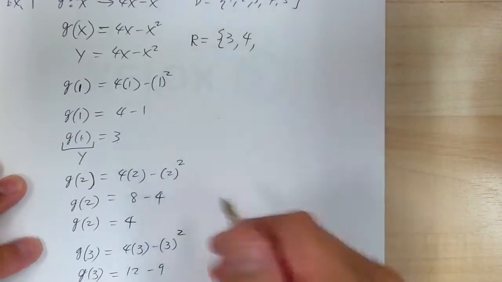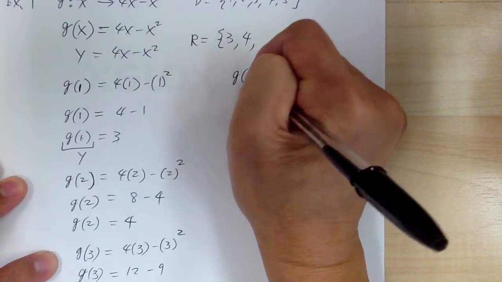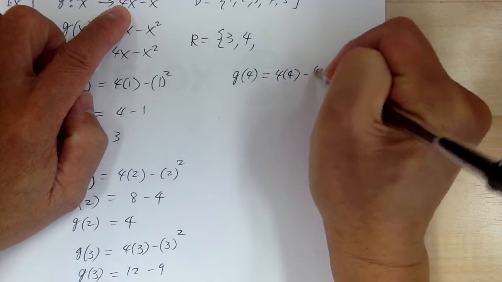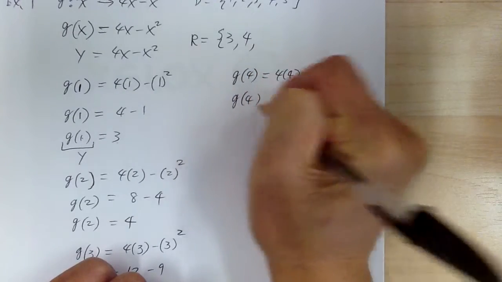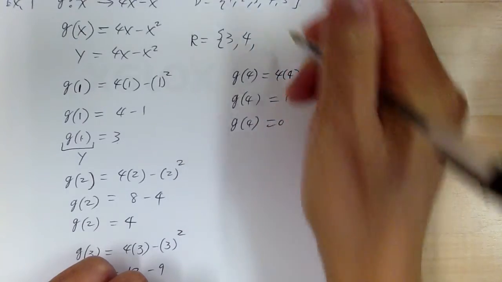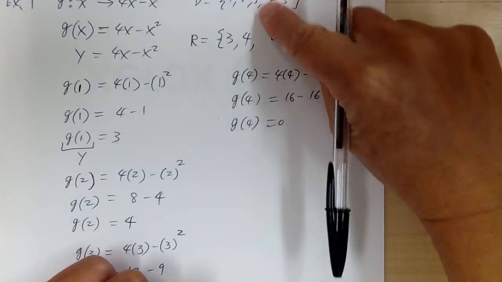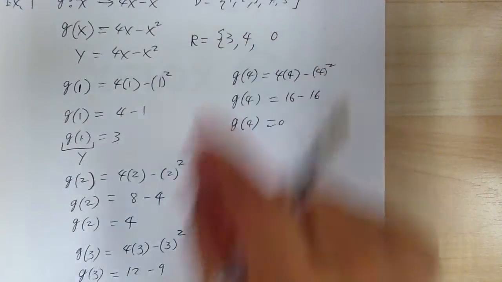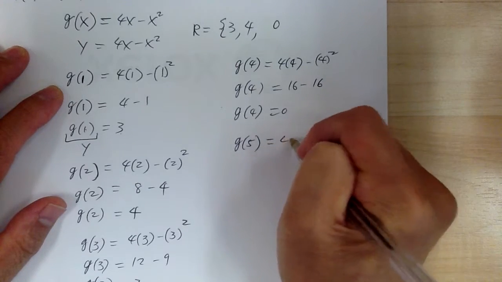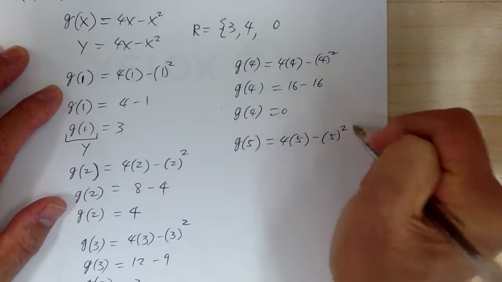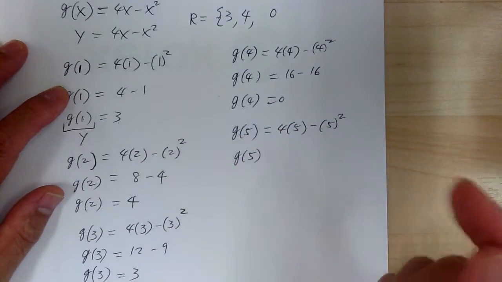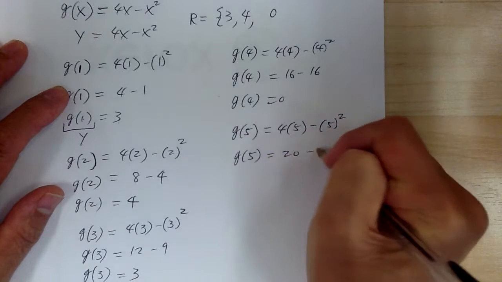Then let's go to g of 4. g of 4 equals 4 times 4 minus 4 squared. So g of 4 is equal to 16 minus 16, so g of 4 equals 0. g of 4 will give you 0. You can notice there's one less number because you already have a 3, so you don't have to write it again. Now let's go and do g of 5. g of 5 equals 4 times 5 minus 5 squared. g of 5 means when your input is 5, or when x equals 5, you get 20 minus 25.